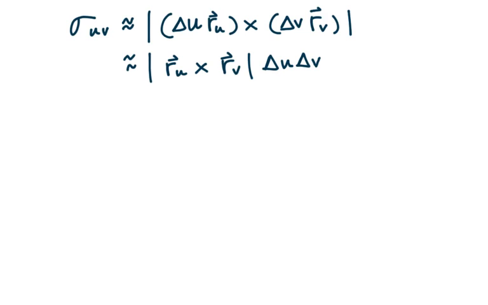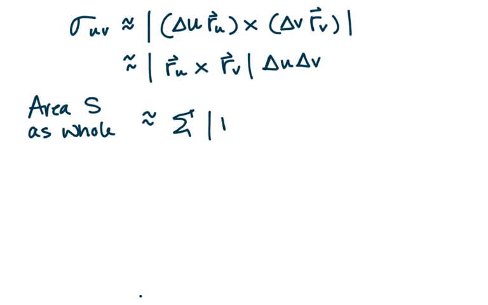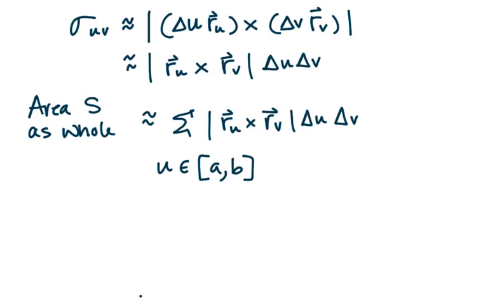Summing all of these up, the area S as a whole is going to be approximately the sum of all of these cross products, delta U, delta V. This is the basic idea of the Riemann sum for surface area. And of course, we want to remember that we're going to be summing over some U values between A and B, as well as the V values, which will fall between C and D as our bounds.